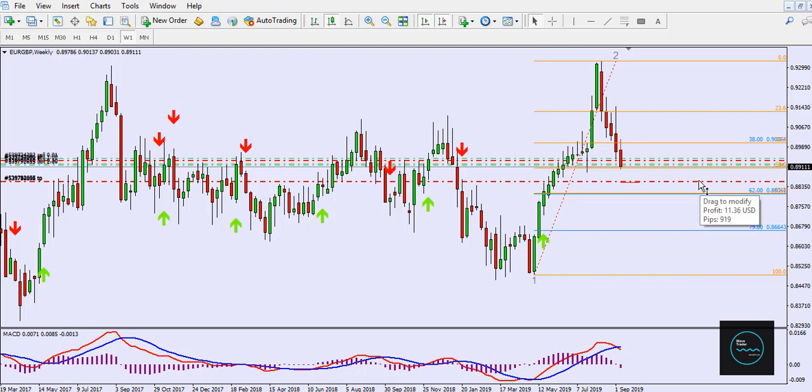Okay, so based on my experience, I've determined that I will look for a short trade and take my profit at that level. That's 55%. Okay, so I did that.